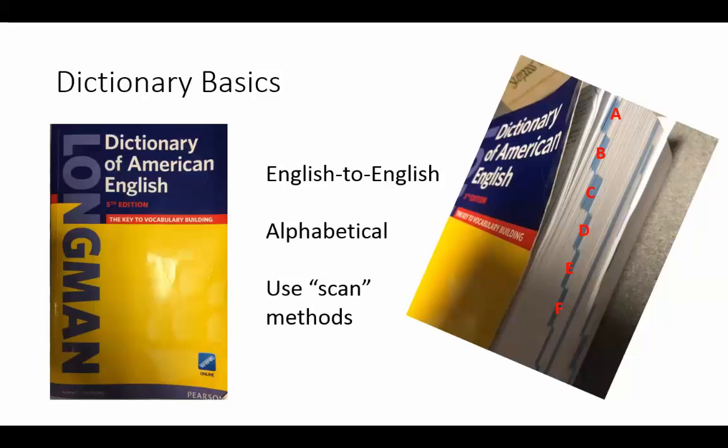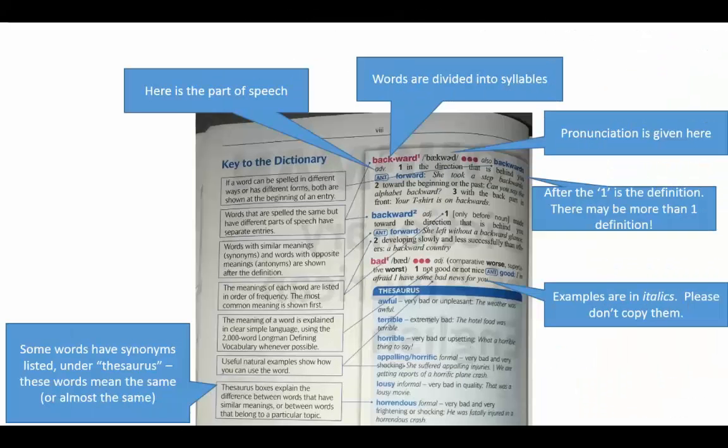Okay, let's take a look into the Longman Dictionary of American English. I'm using the 5th edition, but most editions of this dictionary will be very similar. So if you have a different edition, that's fine. Or like I said, if you have a different English to English dictionary, that's okay, but yours might be slightly different. In the front of the dictionary, there's a key to the dictionary, and it gives you a lot of hints and helpful information for how to use the dictionary. I'm not going to go over everything, but I do want to point out some things.